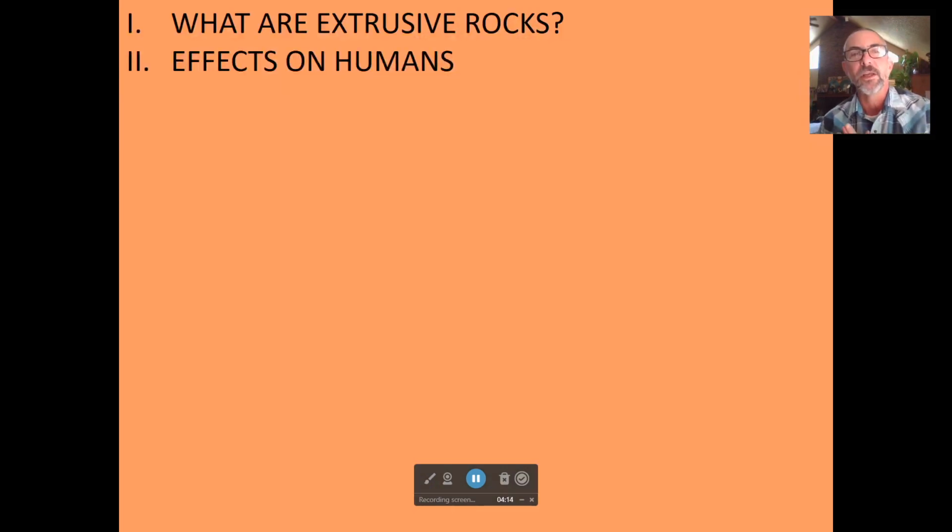So what are the effects of volcanism on humans? There are a whole lot of them. I'm not going to dwell on them. I'm going to list them. But volcanoes are responsible for our oceans because they moved the water from our mantle that had been there for a long time, and through the process of eruption, moved that water into the atmosphere, which then fell to the ground and filled up the low areas as oceans.